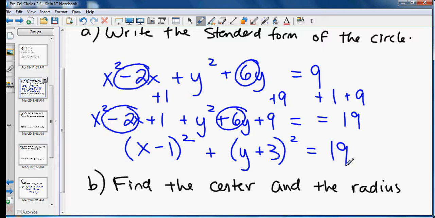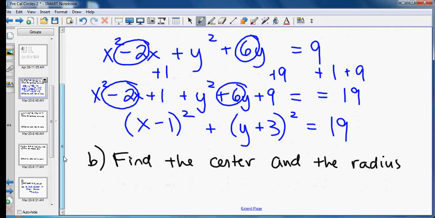Now that we have it in standard form, it should be very easy for us to then identify what is the center and what is the radius. Remember, we're always subtracting those values. So over here we have x minus 1, we're subtracting 1. So we have 1 as the x value. And what we're actually subtracting right here is a -3, because it's y minus -3 gives us +3. So we'll have -3 as the y value of the center.